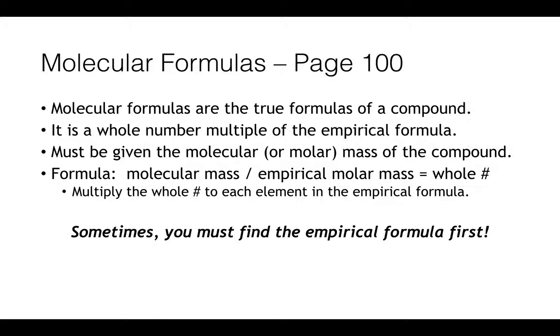So you must be given the molecular or molar mass of the compound. Now you're going to take the molecular mass and divide it by the empirical molar mass, which is going to give you a whole number. And then you're going to multiply that whole number to each element in the empirical formula. But realize that sometimes you're going to have to find the empirical formula first. So you're going to have to go over the steps that are involved in finding empirical formula.